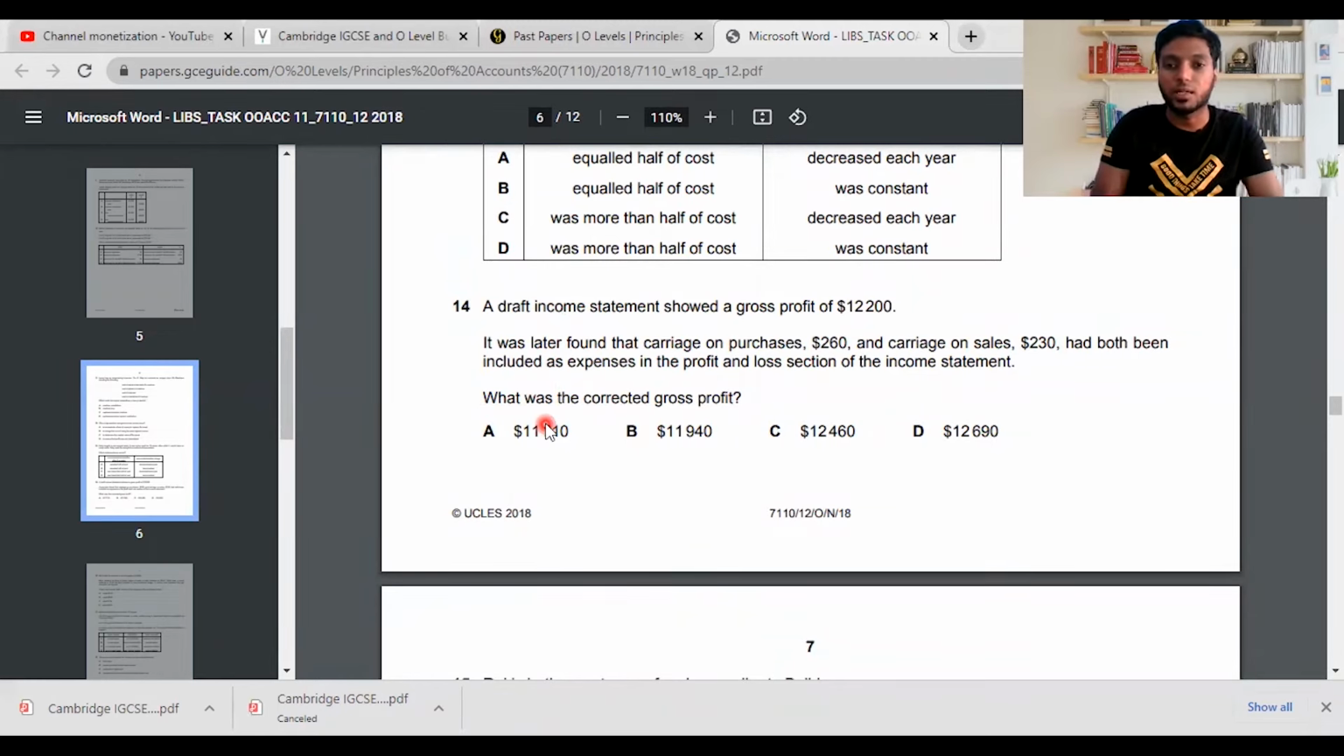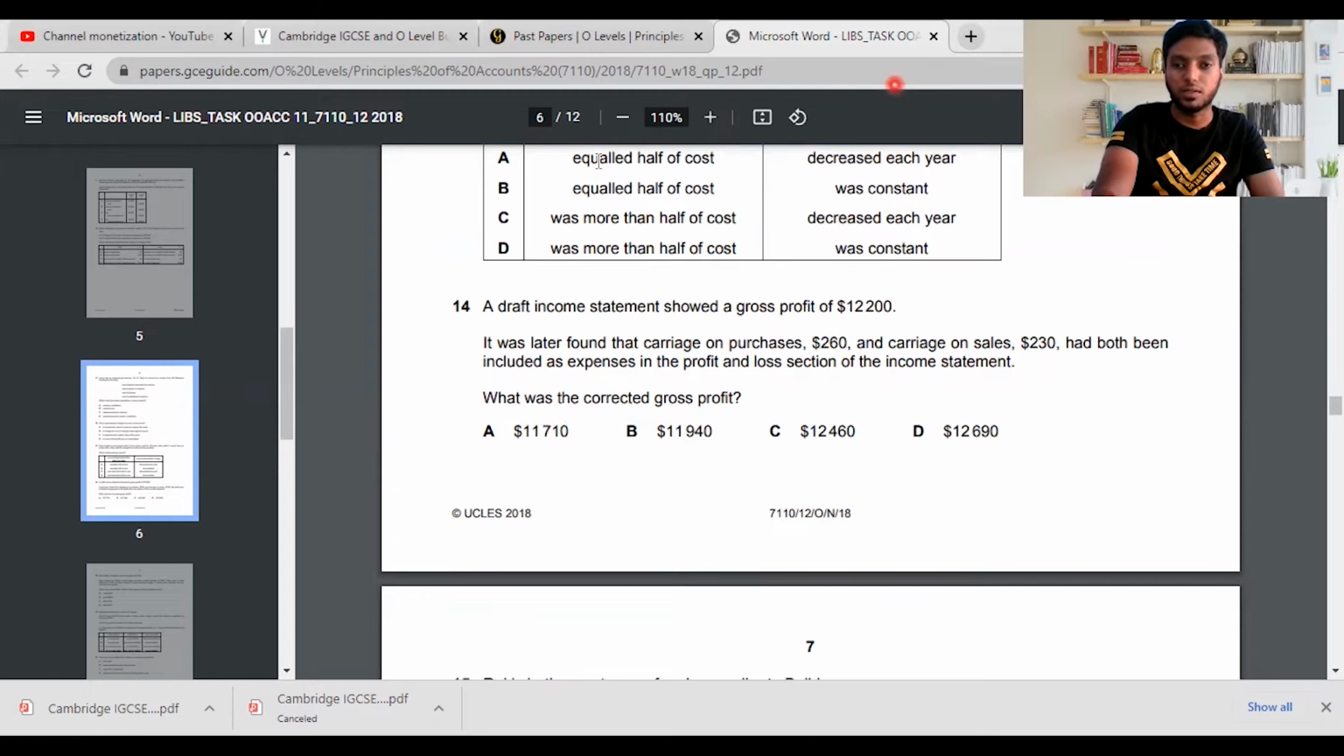A draft income statement showed a gross profit of $12,200. It was later found that carriage on purchase $260 and carriage on sales $230 had both been included as expense in the profit and loss section of the income statement. What was the corrected gross profit?